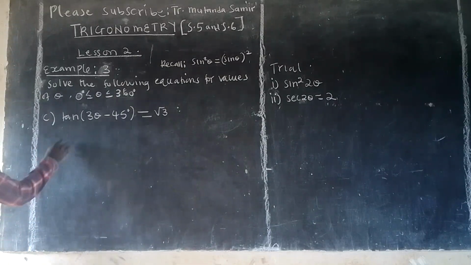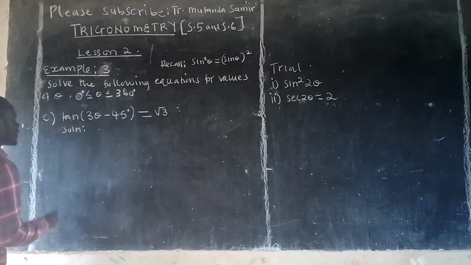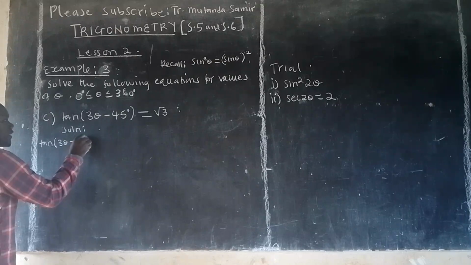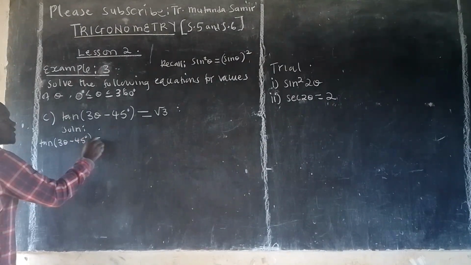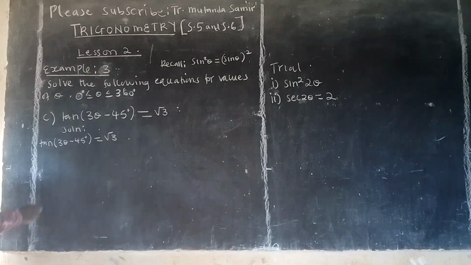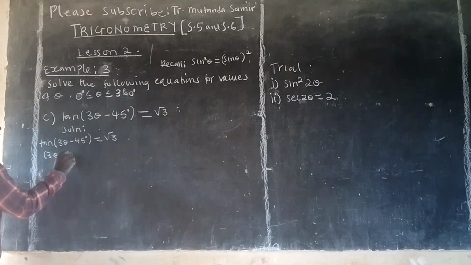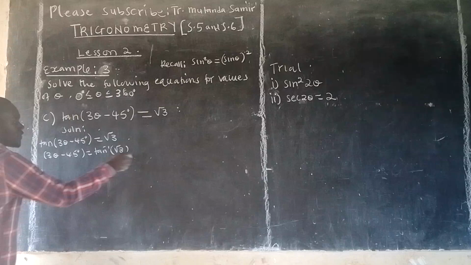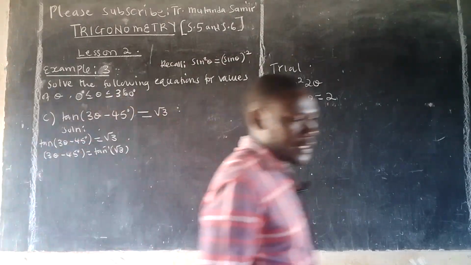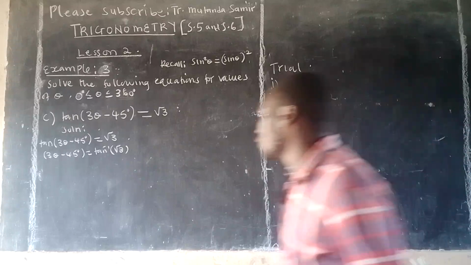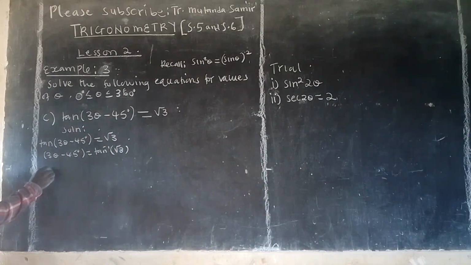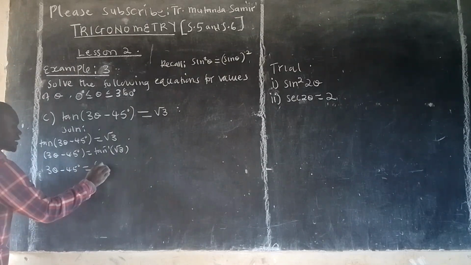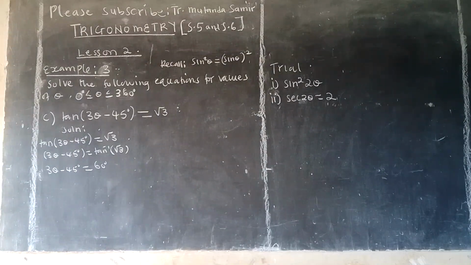Okay, let's solve that. So the solution: tan of 3 theta minus 45 is equal to root 3. After that, this is just an angle: 3 theta minus 45 is equal to tan inverse of root 3. You must be getting ready to press that on your calculator. Tan inverse of root 3. Now we shall have 3 theta minus 45 degrees equal to tan inverse of root 3, which is 60. Tan inverse of root 3 gives us 60.